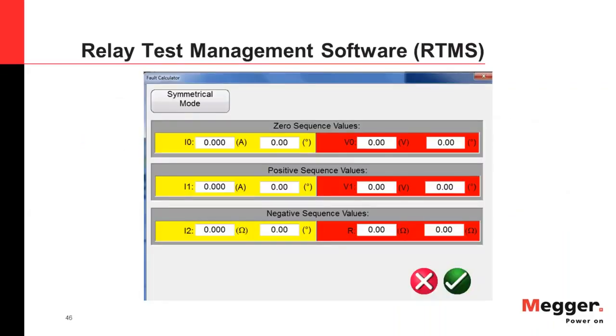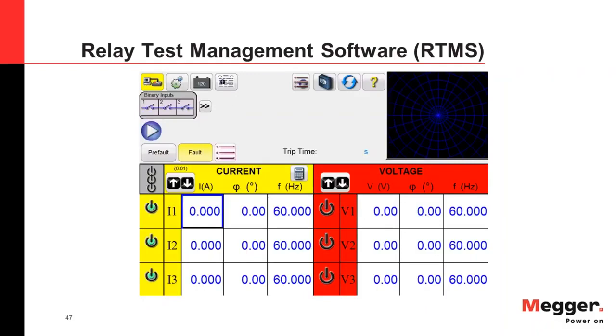I was explaining that software will do all the mathematics behind sequence components. We do have software like that, called RTMS, Relay Test Management Software. You can put in all the values there, and the software will compute all the mathematics behind that and give you the phasor values in this format, and then you can inject that into the test equipment.